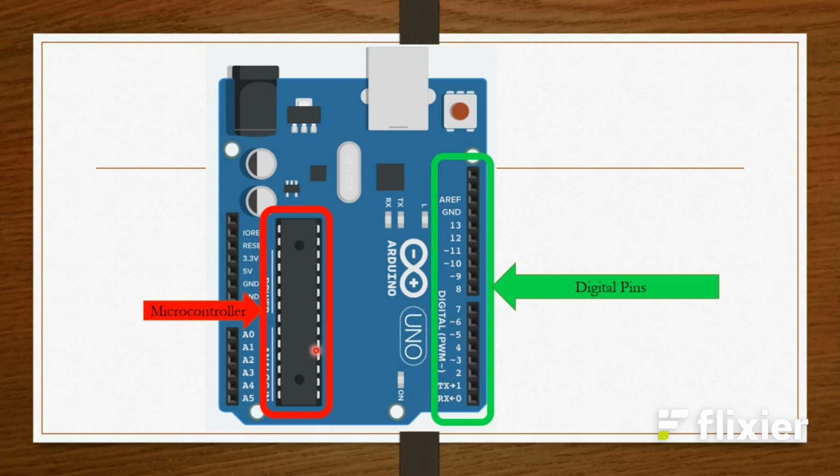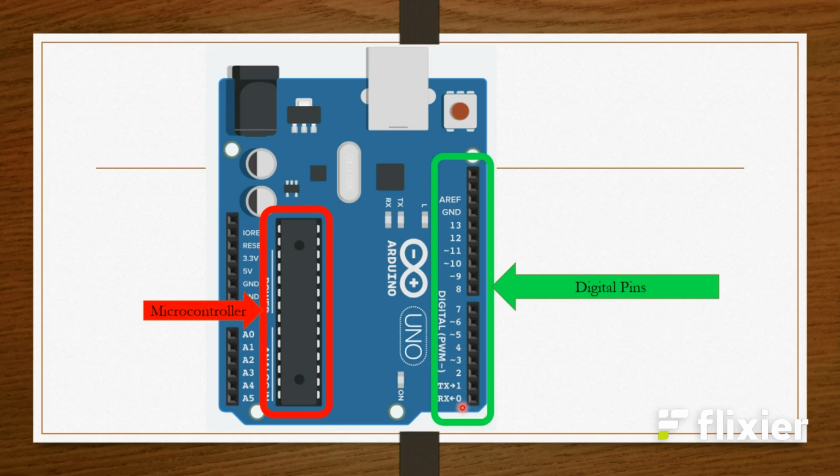Along the right edge of the board, you'll see 14 digital pins. These are used for digitalRead, digitalWrite, and analogWrite, though analogWrite only works on the pins marked with the PWM symbol, or the pulse width modulation symbol, the little wave. Pins 3, 5, 6, 9, 10, and 11 support PWM output, which lets you simulate analog signals.